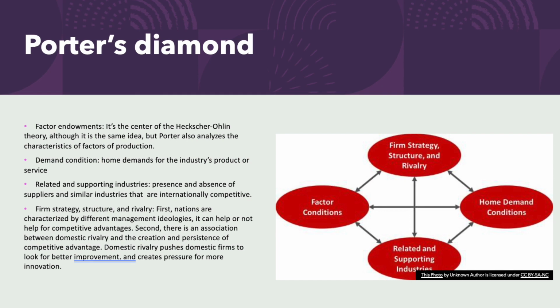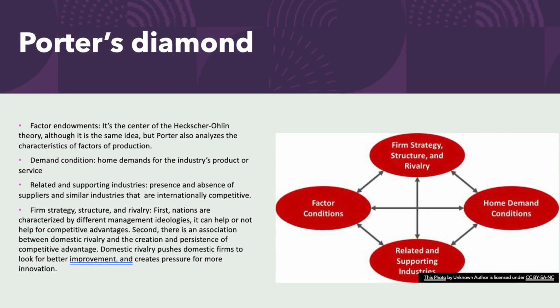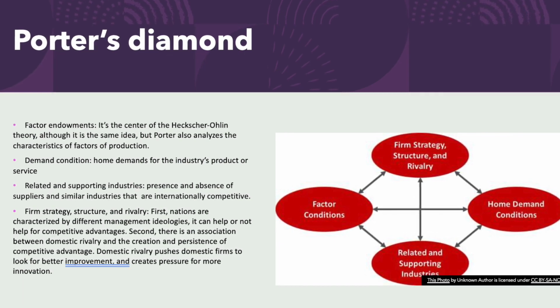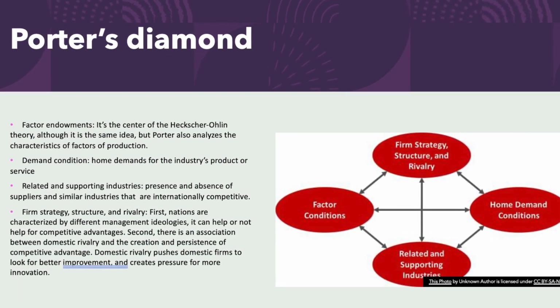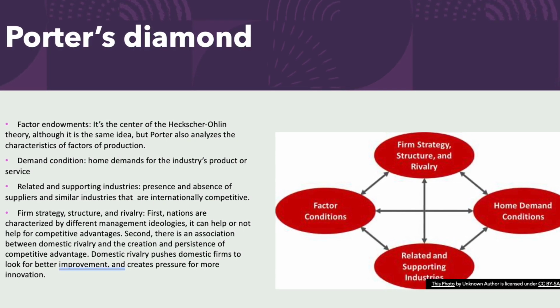Firm strategy, structure, and rivalry. First, nations are characterized by different management ideologies. It can help or not help for competitive advantage. Second, there is an association between domestic rivalry and the creation and persistence of competitive advantage.